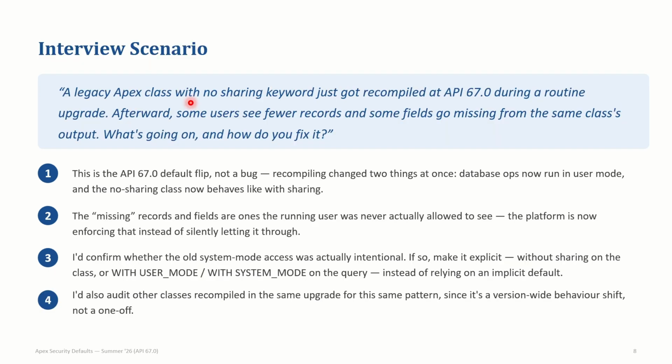So the answer to this interview question now seems easy. This happened because you flipped your class to 67 without checking anything. That led to missing records and fields and everything. So you have to confirm whether the old system mode access was actually intentional for that particular class. And if so, then make it explicit. Add keywords like without sharing on the class, or with system mode, whatever you want there, and then deploy to production. And you should also audit the other classes, because someone might just wake up one day and move your class to 67 without thinking, because he's also like you, who doesn't read release notes.